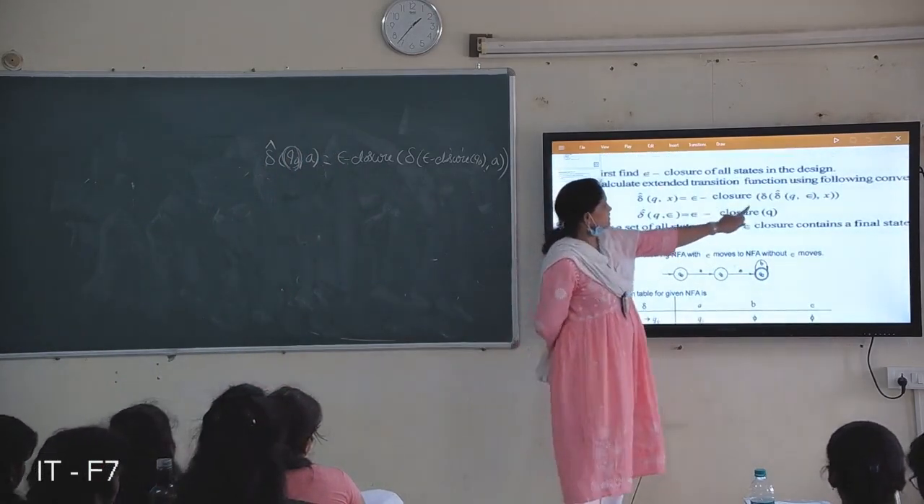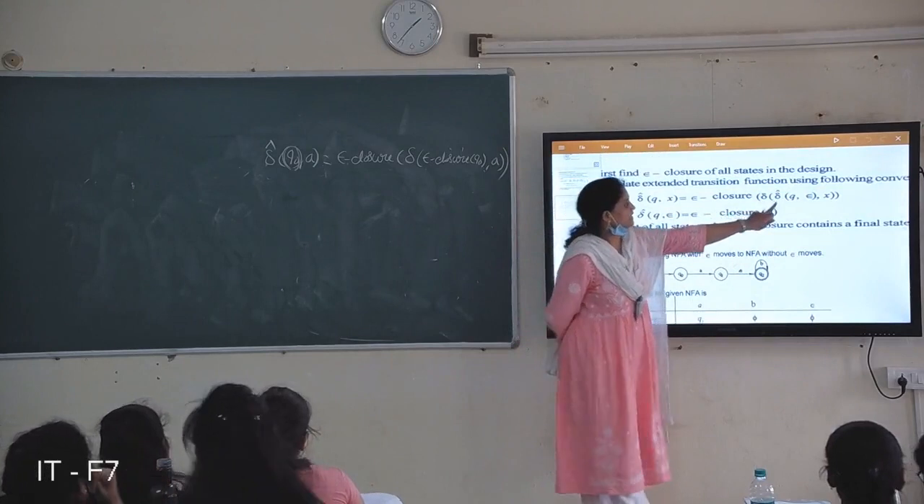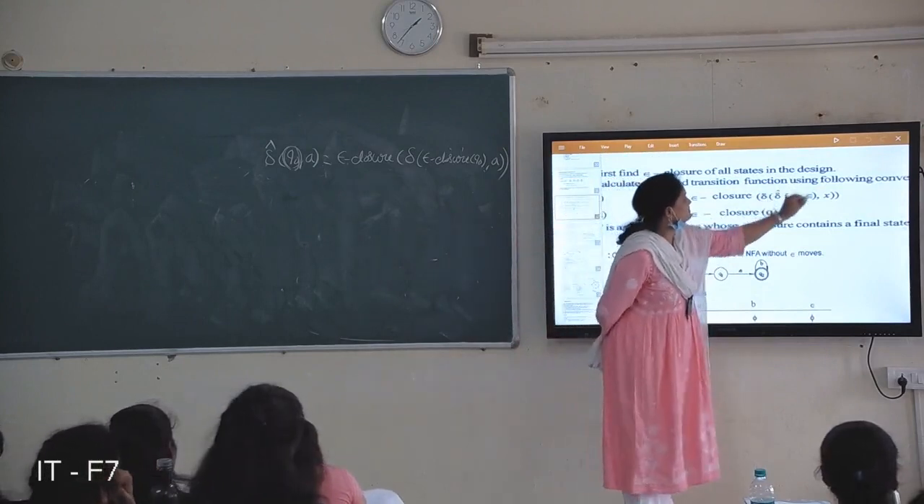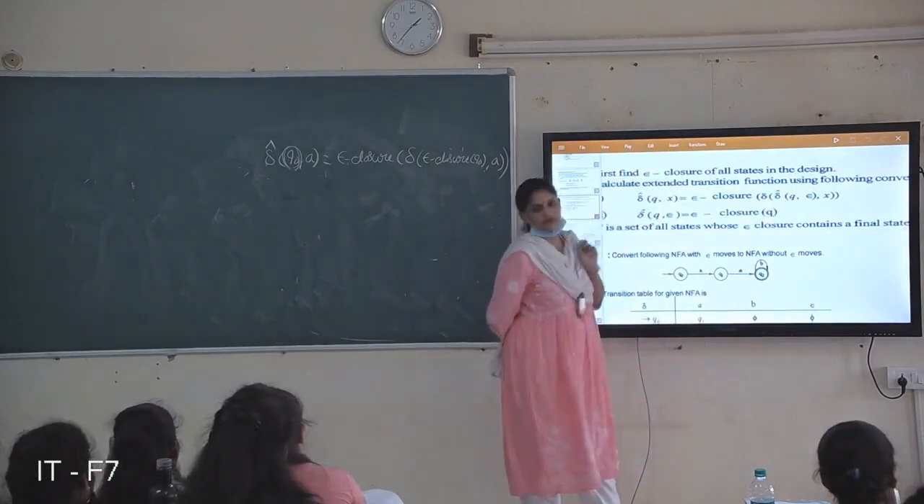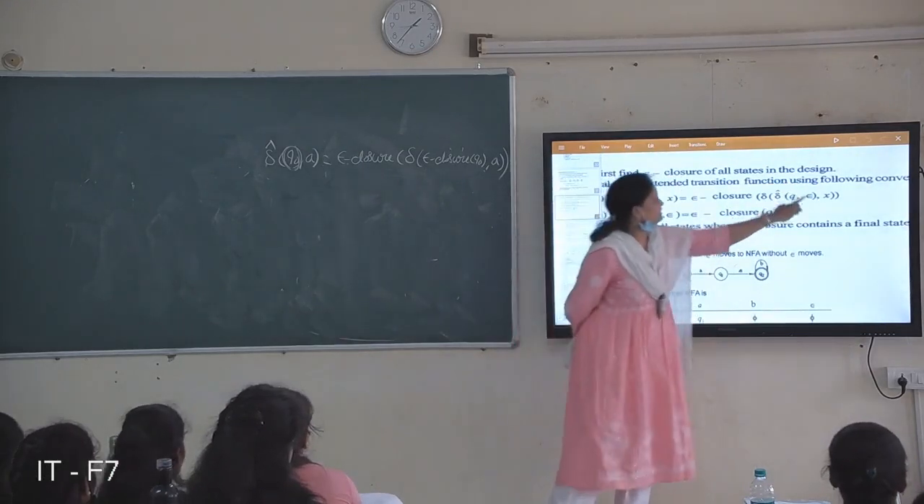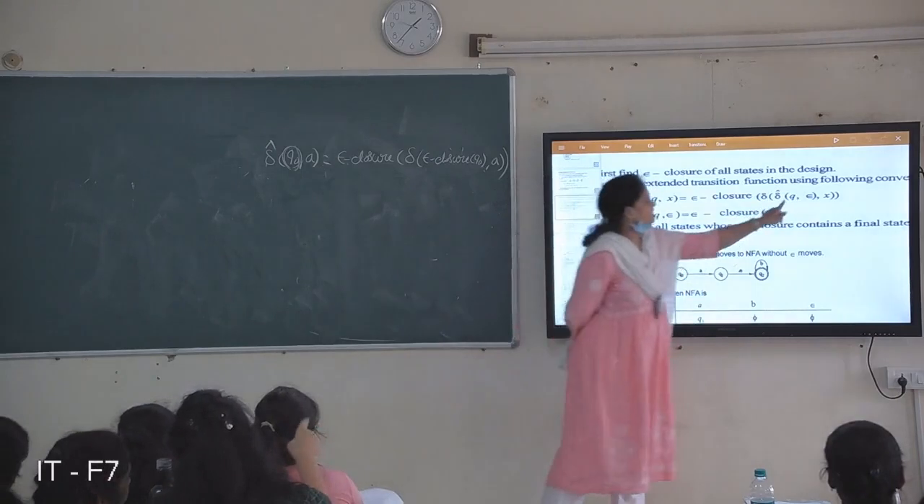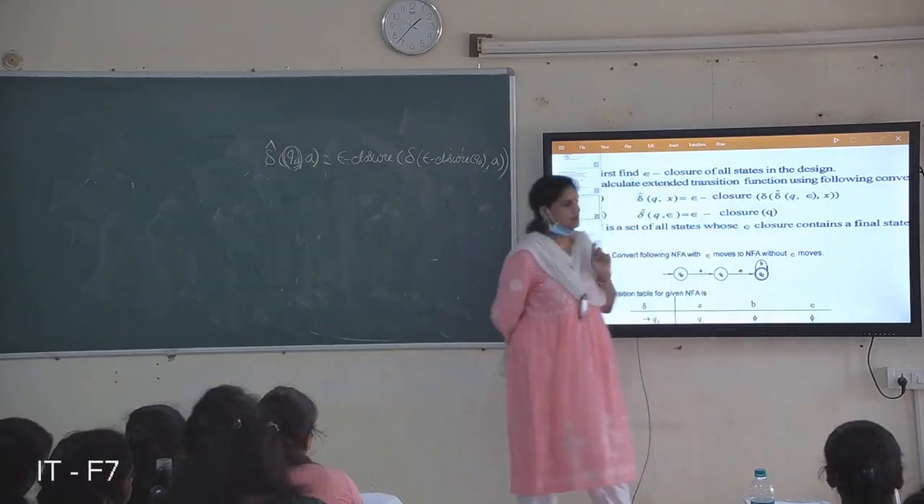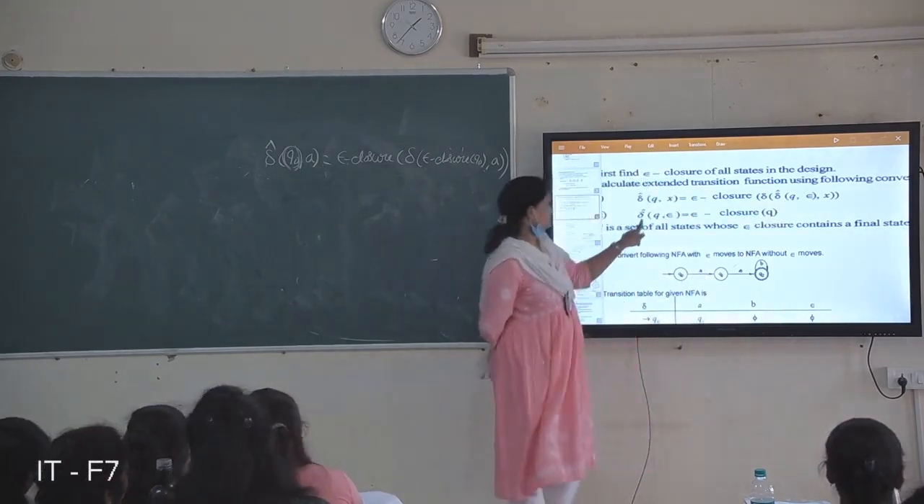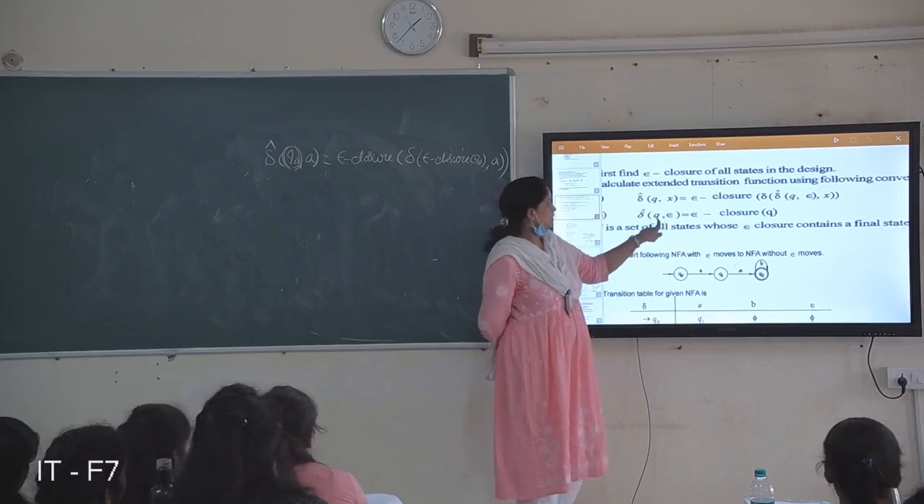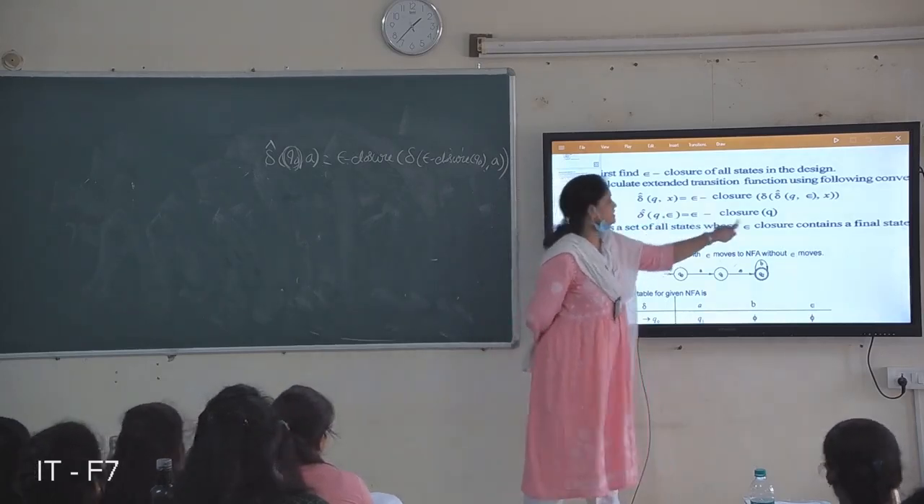Okay, epsilon closure of delta cap. This is nothing but epsilon closure of q only. This is nothing but epsilon closure of q only, and that is applied on the input symbol x, and again apply the epsilon closure. So delta cap of epsilon comma q comma epsilon is nothing but epsilon closure of q.